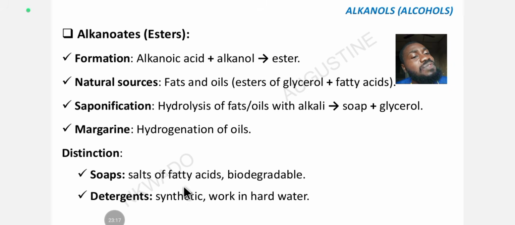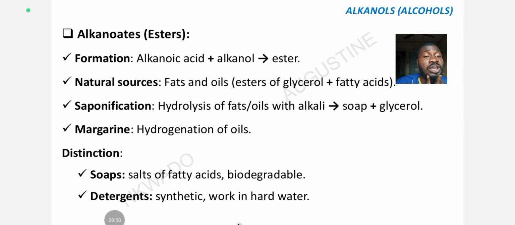They are artificial. They work in hard water. You can't use soap to wash in hard water. If you use it, it will not form lather. Soap can't do that. We've treated hardness of water, so if you've taken my lecture on hardness of water, this one is supposed to be on your mind every day. Difference between detergent and soap: detergents are synthetic. Many detergents are non-biodegradable, meaning that they cannot be acted upon by microorganisms to form simpler substances that are less toxic.